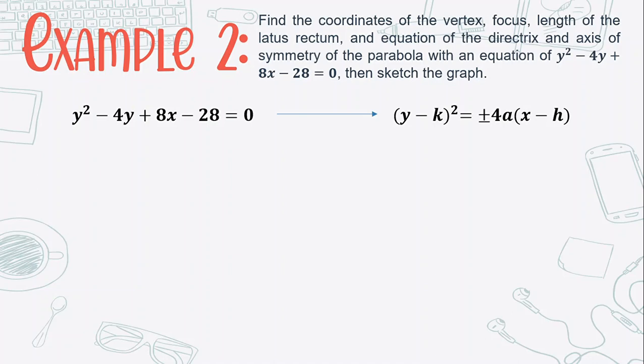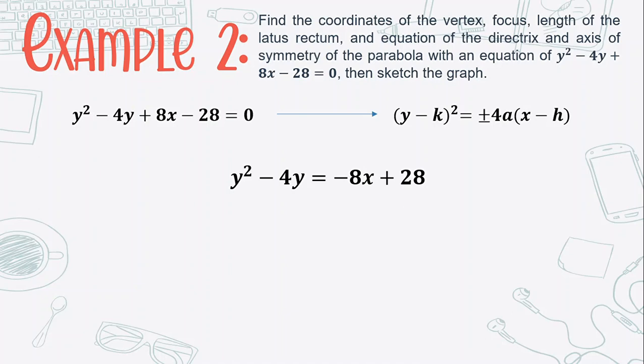Now, how are we going to transform this into its standard form for us to determine all the parts? Just like in circles, we are going to apply completing the square. But our first step here, instead of just transposing the constant term, we also have to transpose the term with the x variable, because we have to isolate all the terms with the y variable on one side of the equation. So let's transpose 8x minus 28. Therefore, we will have y squared minus 4y is equal to negative 8x plus 28.